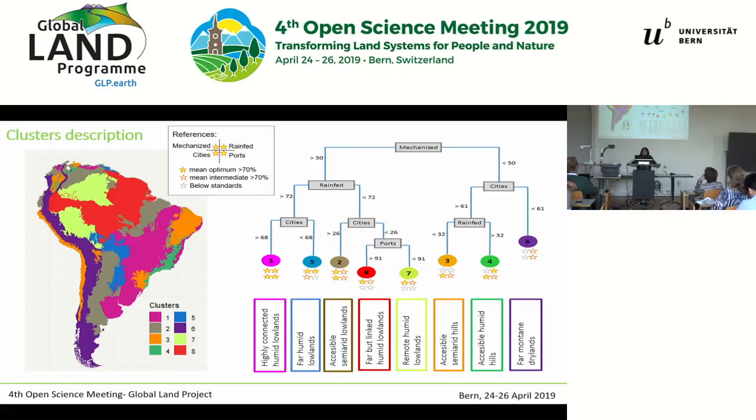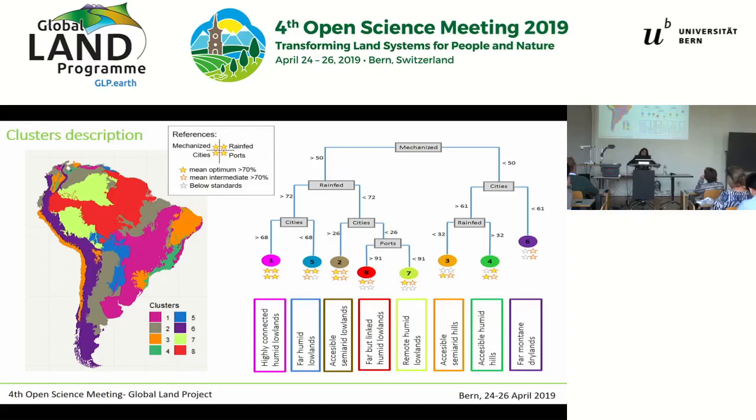So we have here in cluster one, all four stars. That cluster is named Highly Connected Humid Lowlands, and is the winner, the one that agribusiness would prefer. Then we have cluster five, Far Humid Lowlands, with 2.5 stars. Accessible Semi-Arid Lowlands, cluster number two. Far But Linked Humid Lowlands, cluster number eight.